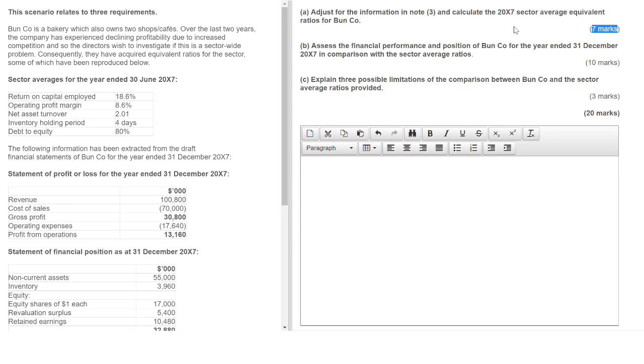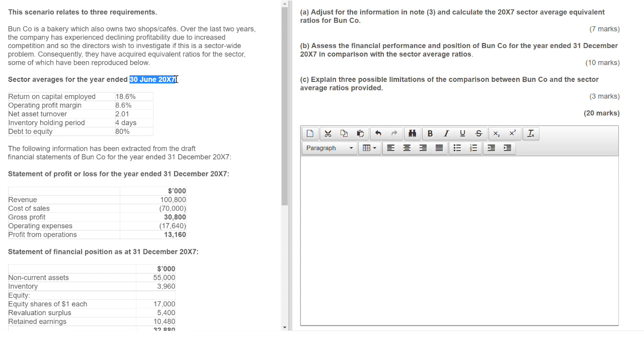In part B, you've got the typical type of analysis question. You need to look at the performance, you need to look at the position of this company called Bun. Do just note though, its year end is December 20x7, when those sector averages that we're calculating and comparing against are June x7. So that might be something we can take account of a bit later, but let's not worry about that for now. We're looking at the performance and the position, comparing them to those June x7 sector averages.